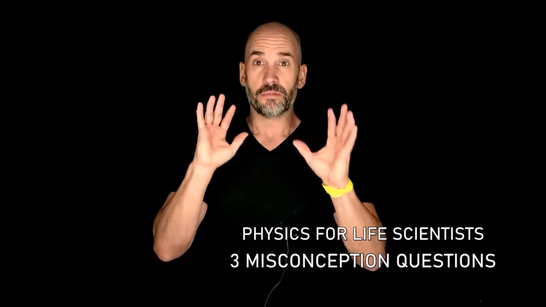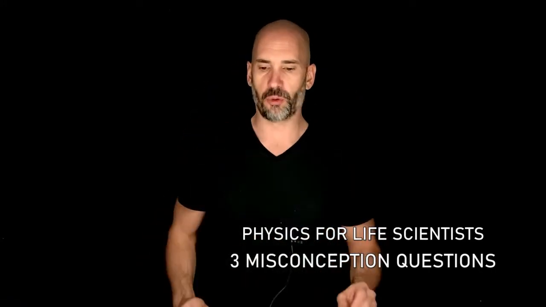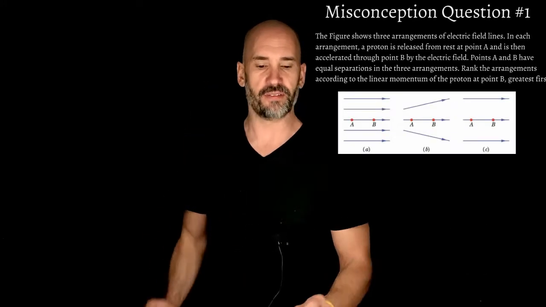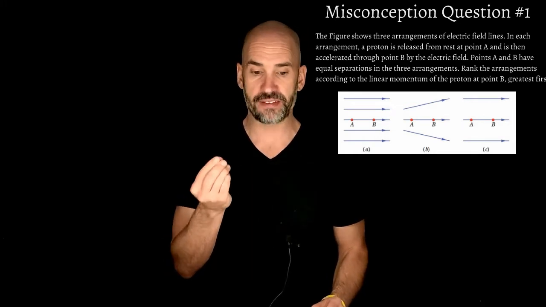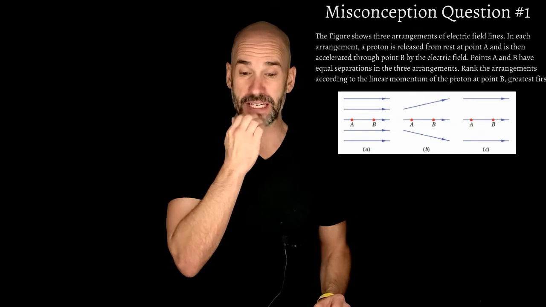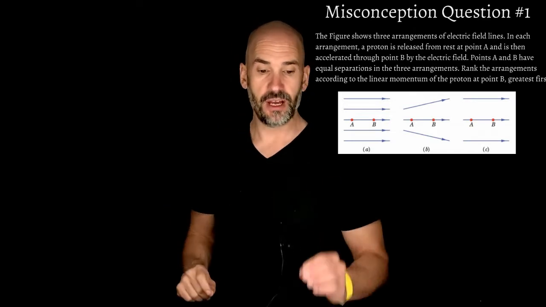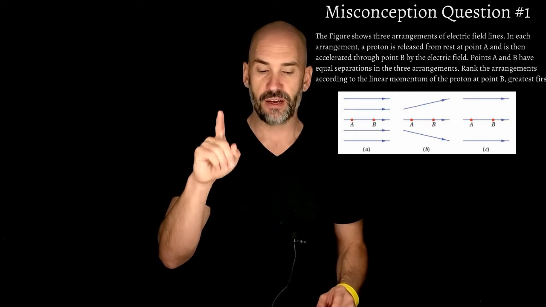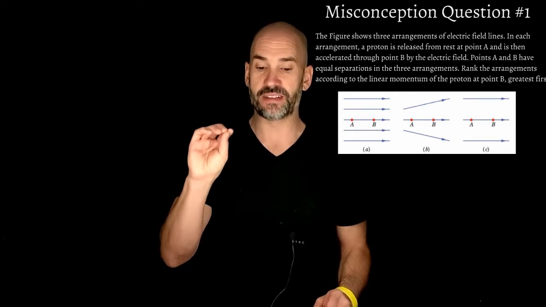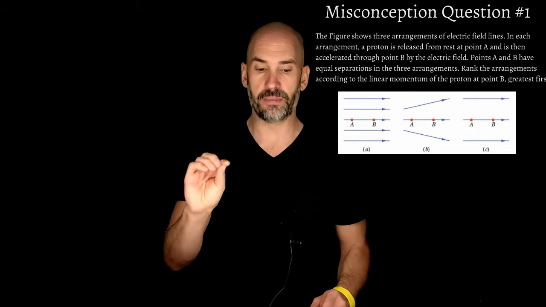Okay, to round out the week, we are going to do a rapid-fire set of misconception questions. Go to the first one, misconception question number 1. It says the figure shows 3 arrangements of electric field lines. In each arrangement, a proton is released from rest at point A and is then accelerated through point B by the electric field. Points A and B have equal separation in the 3 arrangements. Rank the arrangements according to the linear momentum of the proton at point B.